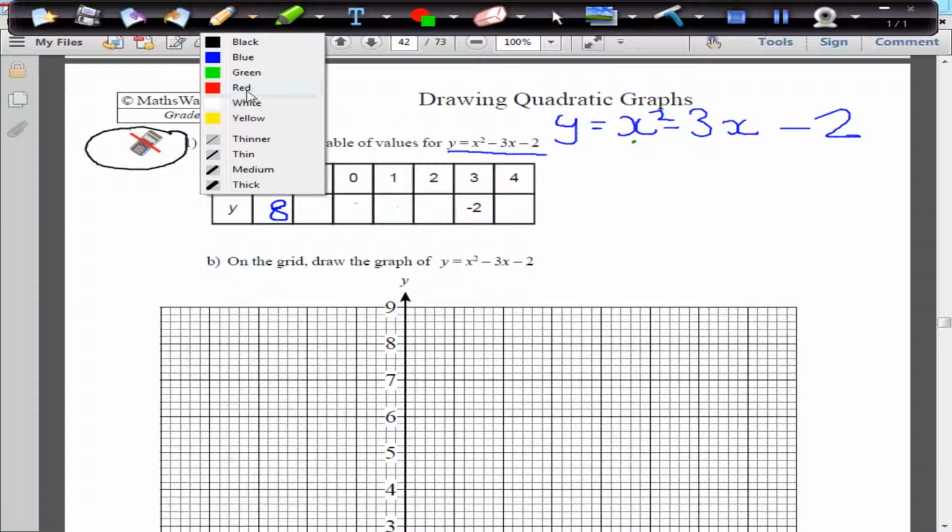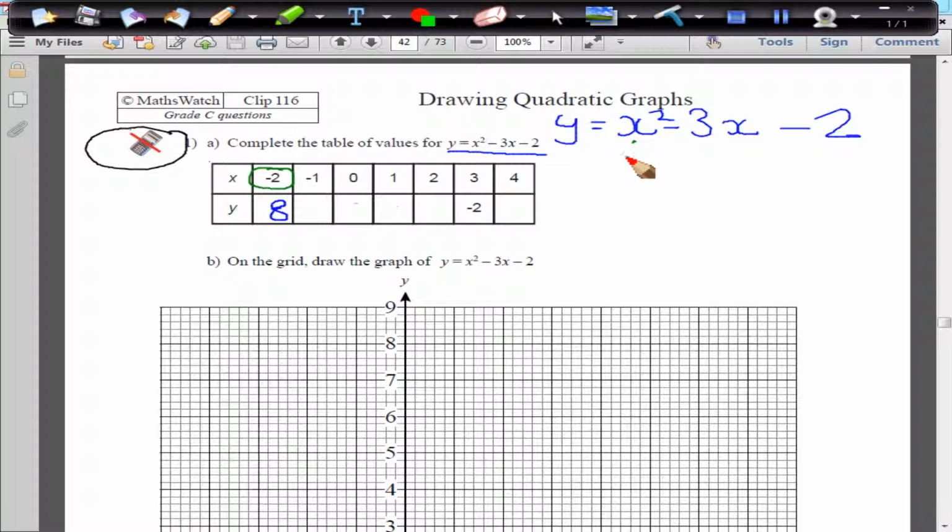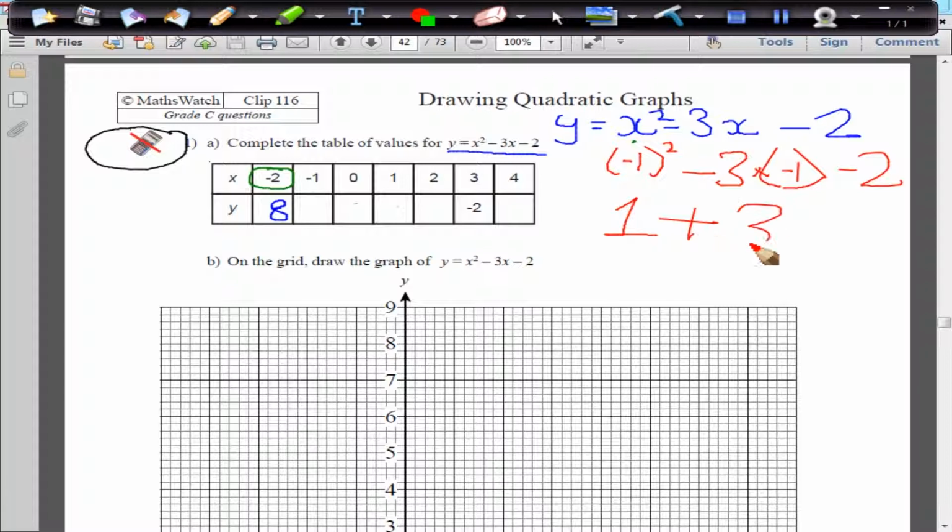So what we're going to do now, we're going to do minus 1. So we do x squared, x is minus 1 now. Minus 1 squared. Take away 3 times by x, so that'll be 3 times by minus 1. Minus 2, which is already in the question. So let's have a look. Minus 1 squared will give us 1. Minus 3 times by minus 1 will give you plus 3. And then minus 2. So you have 1 add 3 is 4. 4 take away 2 is 2.